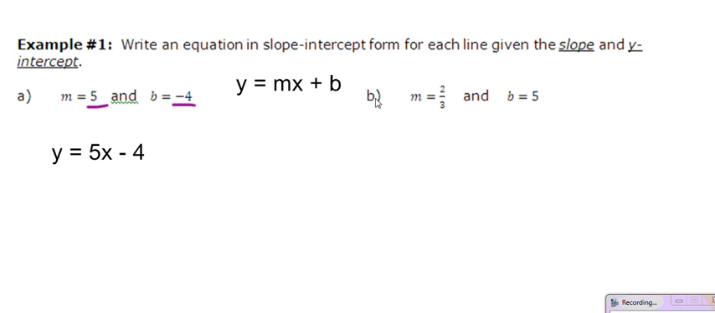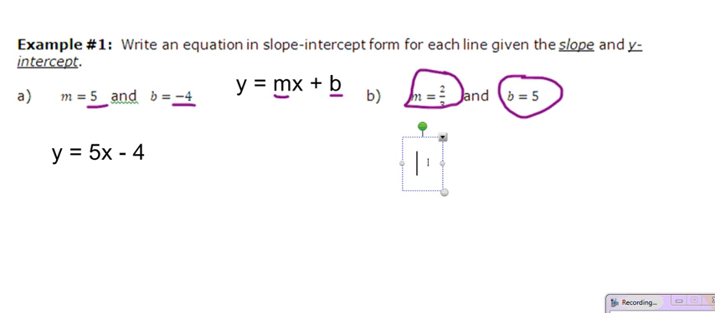There's my equation of the line in slope-intercept form. So if I look at b, my slope is 2/3, m equals 2/3, and my y-intercept is 5. So again, I'm just filling in the m and the b. So my equation is y equals 2/3 x plus 5. And that's my equation in slope-intercept form.